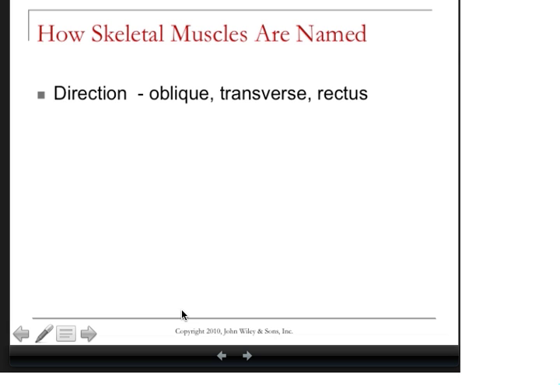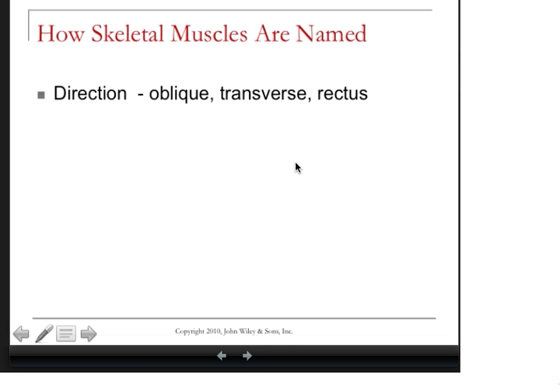Fibers can be oblique, transverse, or rectus, meaning what exactly? Okay, well, oblique means at an angle to the long axis of the body. Transverse means at basically a right angle to the long axis of the body, and rectus means parallel to the long axis of the body. So if I were to draw the fibers here, an oblique muscle fiber might run like this, a transverse muscle fiber might run like this, and a rectus muscle fiber might run like this.